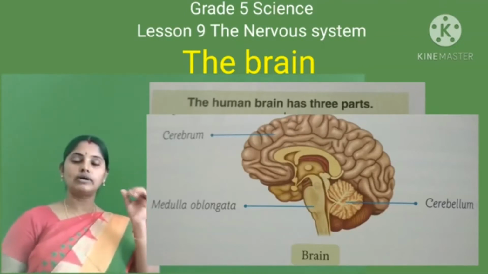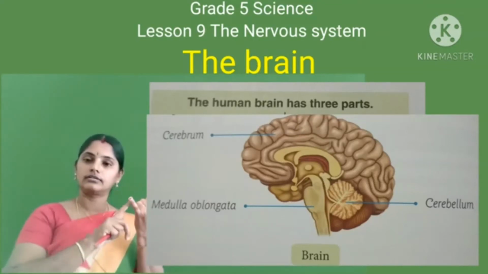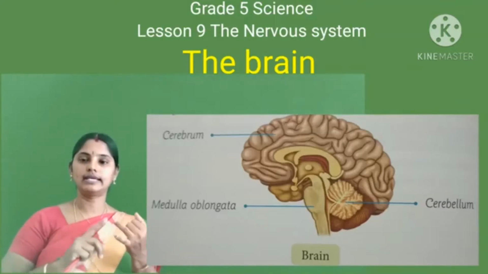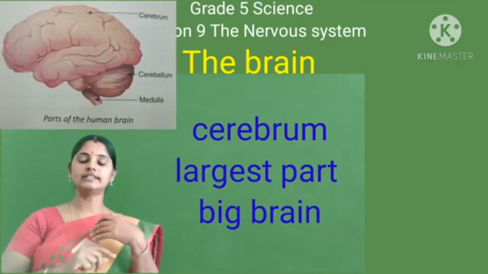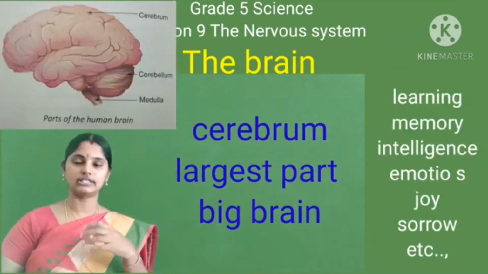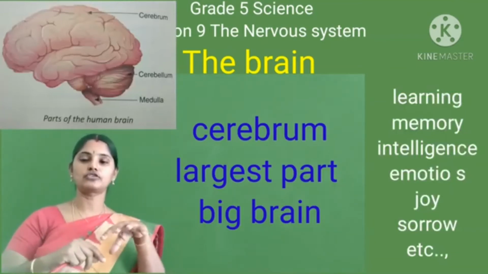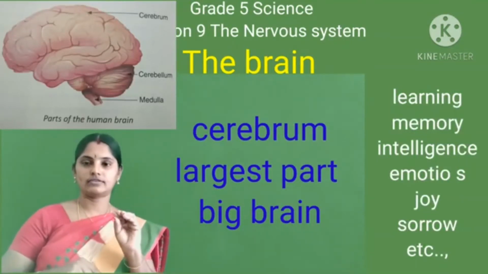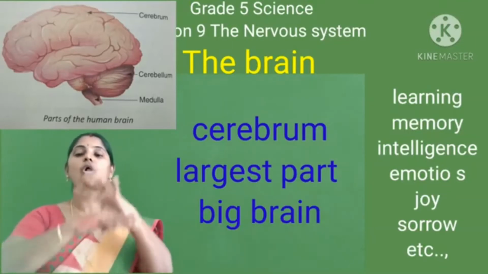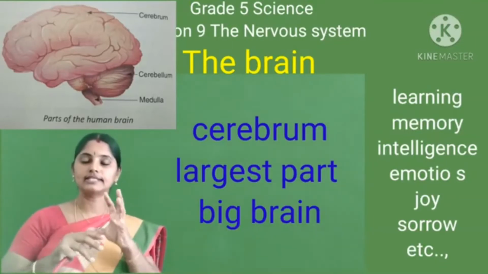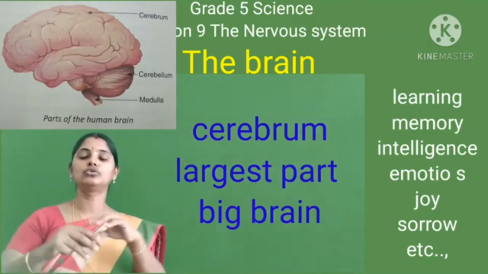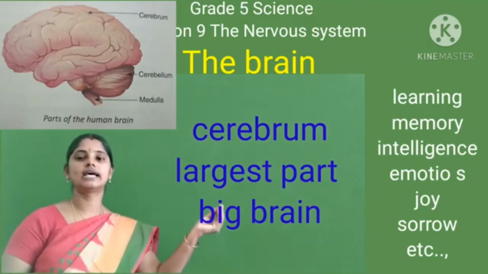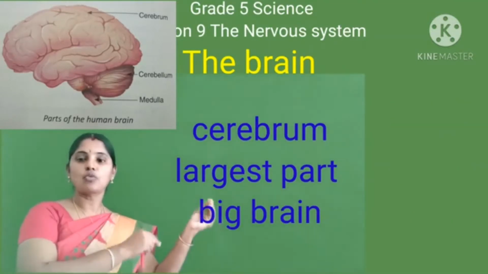Here only the messages we are learning are stored. Learning, memory, memorizing, intelligence, all the various activities. The emotions we show, the joy, sorrow, everything is stored over there. The cerebrum, the big brain, only does all this work. Clear, children?